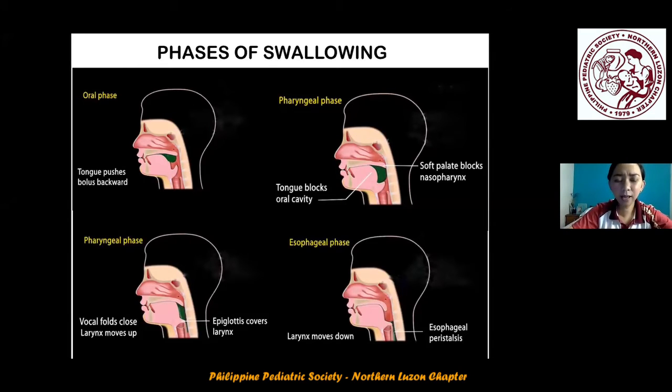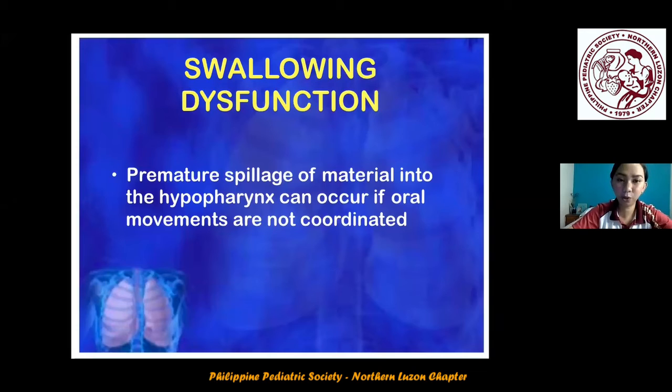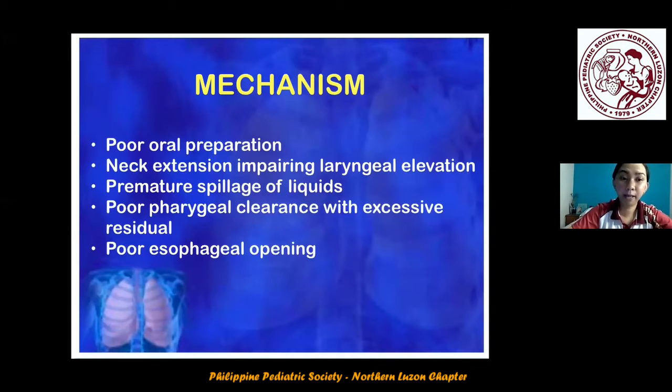So in swallowing dysfunction, there is premature spillage of material into the hypopharynx, and this occurs when oral movements are not coordinated. So in patients with cerebral palsy, the following mechanisms occur. There is poor oral preparation. There is neck extension, which impairs laryngeal elevation. And there is premature spillage of liquids. And also, there is poor pharyngeal clearance with excessive residual. And finally, there is poor esophageal opening.